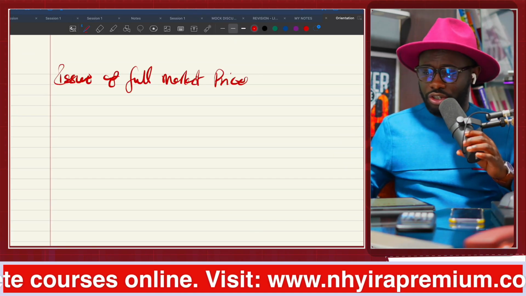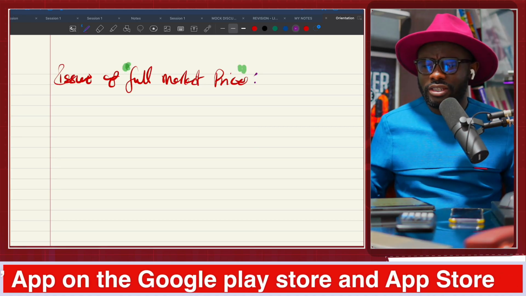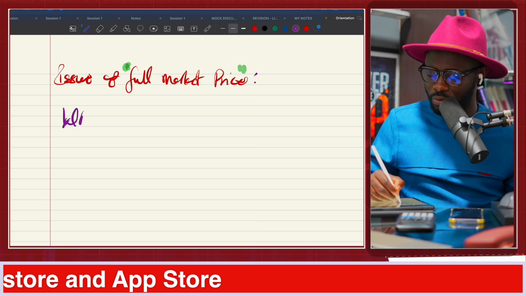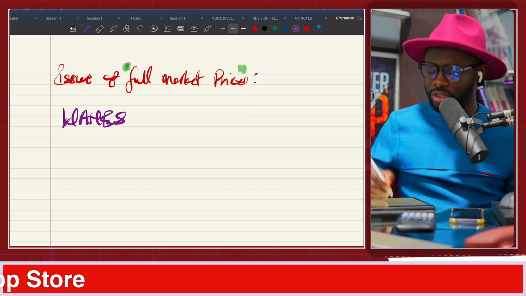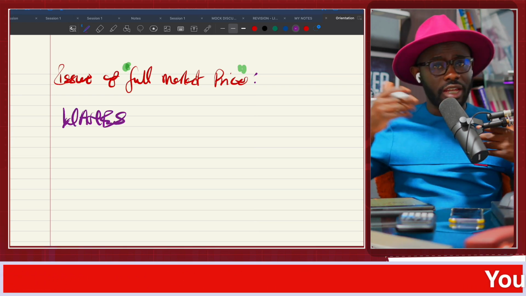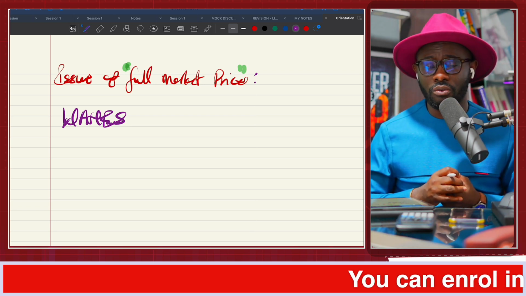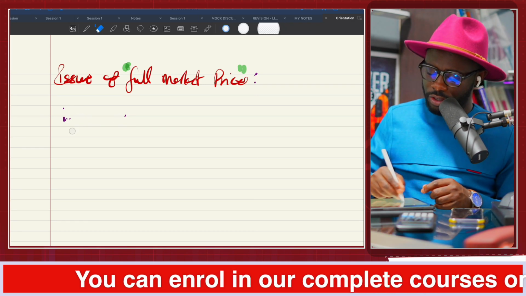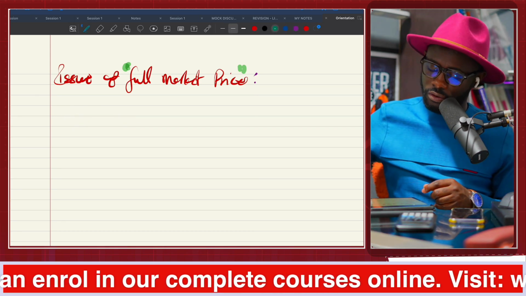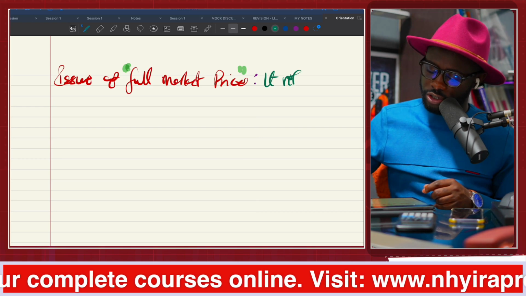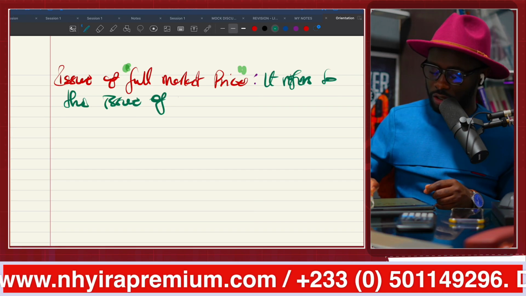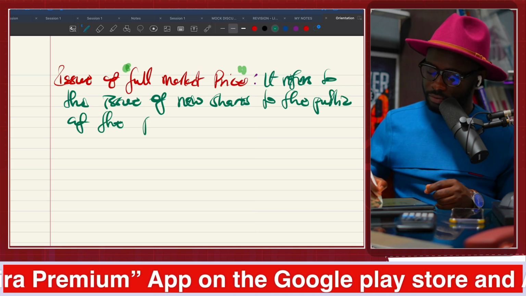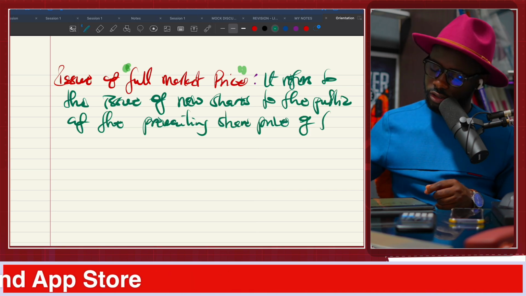This is like an issue of new shares. Here it's going to be pretty simple. Definitely the main task is going to be calculating your weights. You're going to be considering the timing ratio, and then you'll be able to calculate your weights and get your answer. So let me give you a one-liner here first. It refers to the issue of new shares to the public at the prevailing share price of the entity.